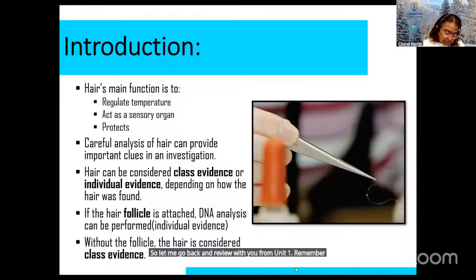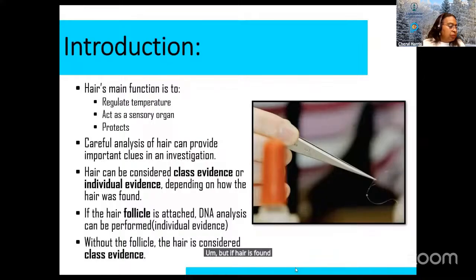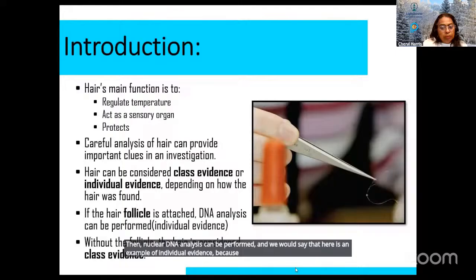Remember, class evidence narrows down the suspect field to a group of people, whereas individual evidence can narrow down the suspect field to one individual person, which is extremely helpful. That's kind of the goal. That's what we want. But if hair is found with the follicle attached, which is like the bulb or the end of the hair, then nuclear DNA analysis can be performed, and we would say that hair is an example of individual evidence because DNA narrows down the suspect field to one person.